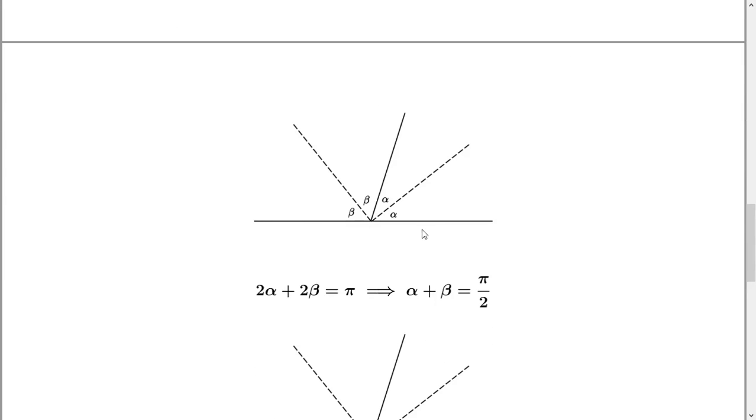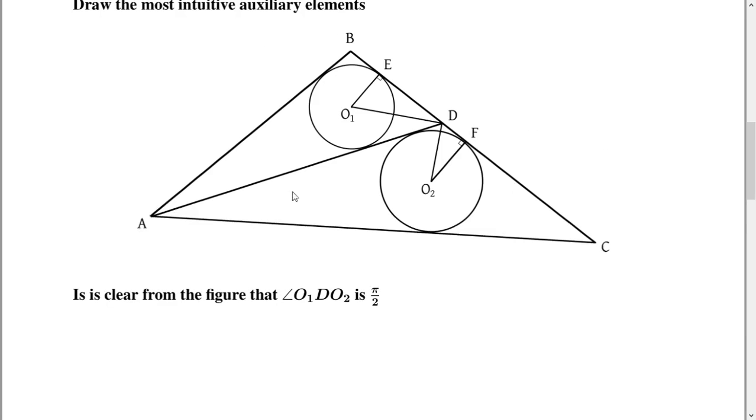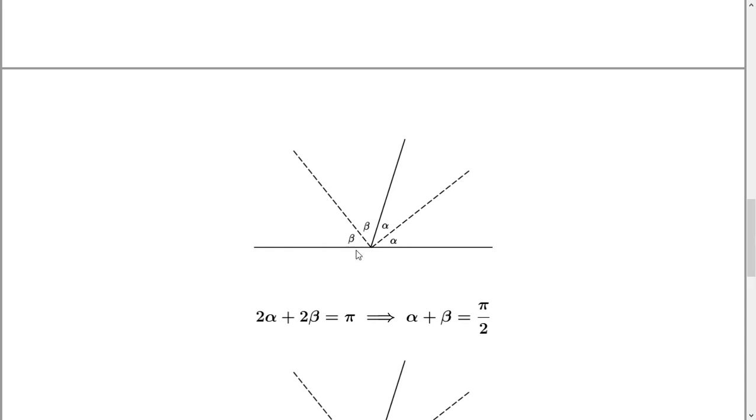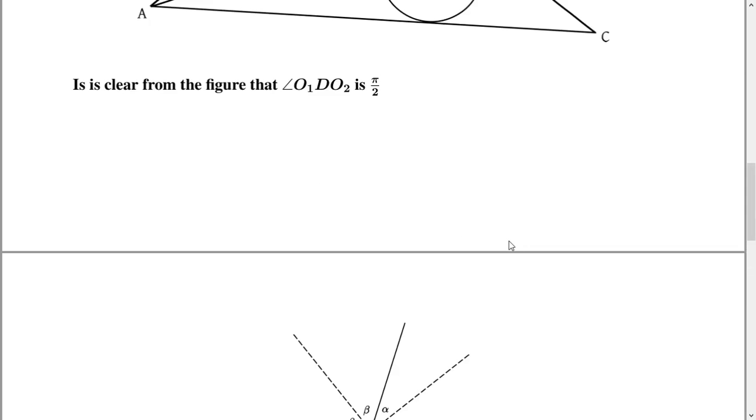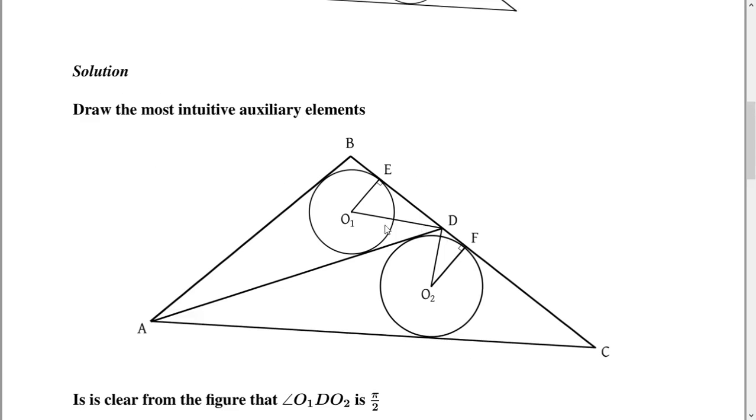So you have a situation like this. You have BC here and you have AD here, BC and AD, and you have these dotted lines bisect these two angles. And therefore, if this is alpha, this is alpha. If this is beta, this is beta. This whole thing is 180 degrees. So 2 times alpha plus beta equals pi, and therefore alpha plus beta must be equal to pi by 2, which gives us O1DO2 is pi by 2.